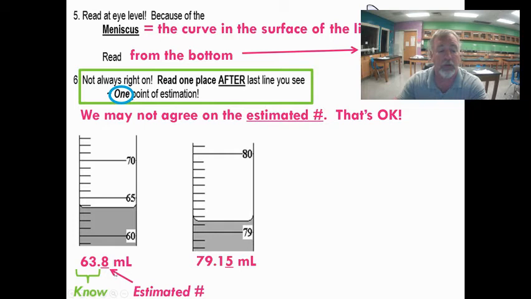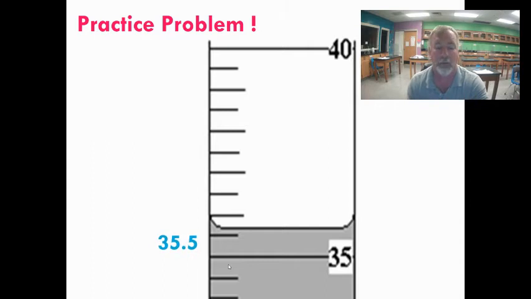Now, in both examples, I've underlined the last digit, the estimated digit. Again, we might have different numbers there. You might say 79.16. You might say 79.14. The important part is that you have that digit. We have that estimated digit because that's really telling the reader how accurate your measurement is. We know it's at least 79.1, and that last digit gives you a better idea about what the measurement is. Very, very important.